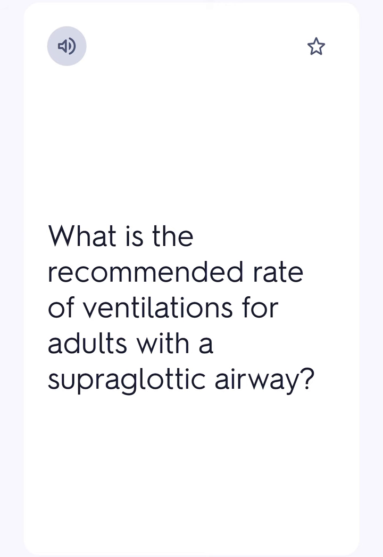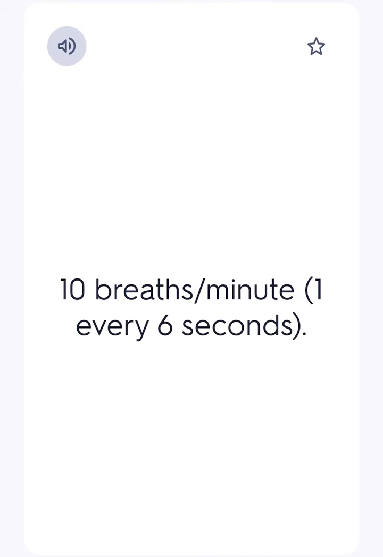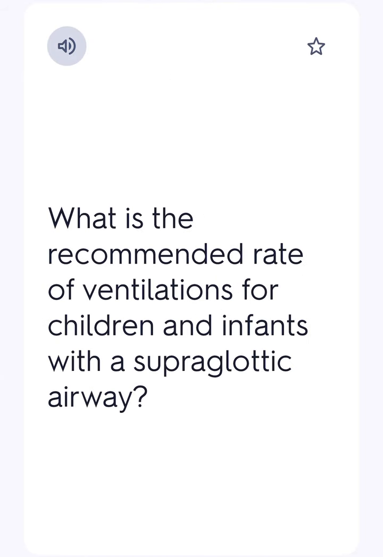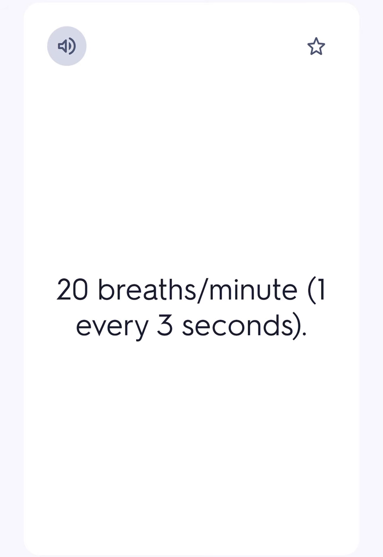What is the recommended rate of ventilations for adults with a supraglottic airway? 10 breaths/minute. What is the recommended rate of ventilations for children and infants with a supraglottic airway? 20 breaths/minute.